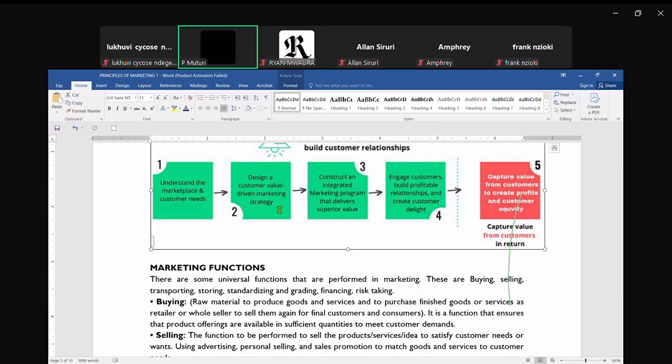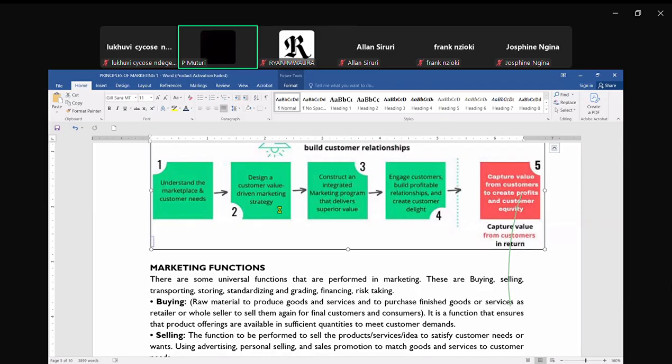The third step or stage in the marketing process is to construct or develop an integrated marketing program. So what exactly is going to be done? These are the marketing tactics, the marketing actions. How will the promotion be done? Through advertising, through digital and social media. Those are the specifics of the marketing program. So an integrated marketing program that delivers superior value to the customers.